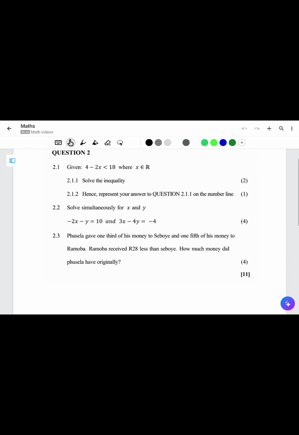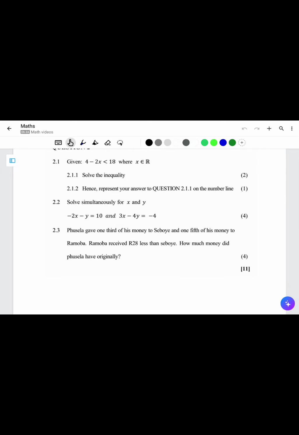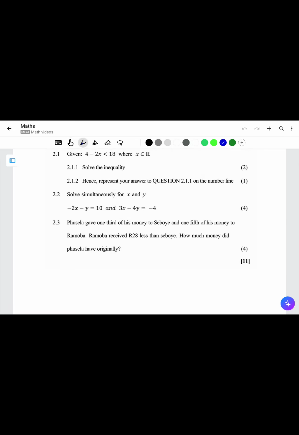Okay, question 2. 2.1 says, given that 4 minus 2x is less than 18, where x is an element of real numbers. So it says 2.1.1, solve the inequality. So let's get straight into solving this inequality. So 2.1.1, we have 4 minus 2x is less than 18.